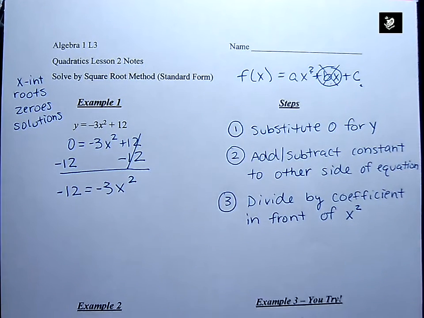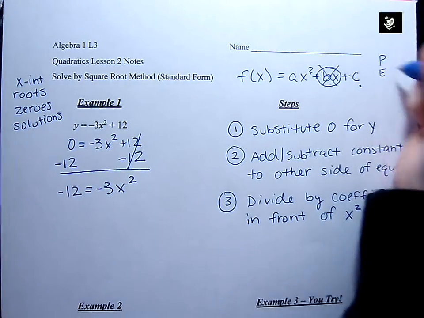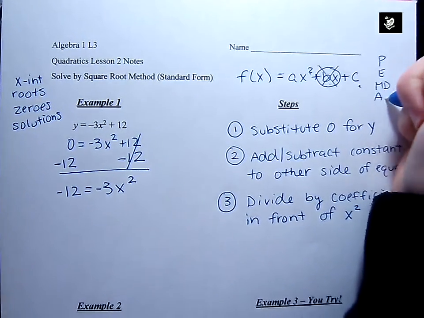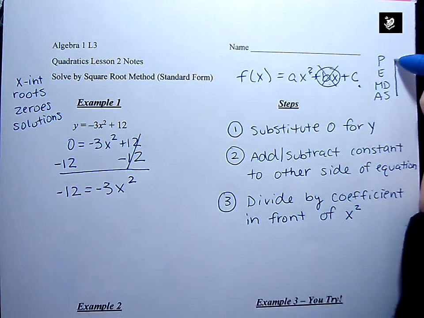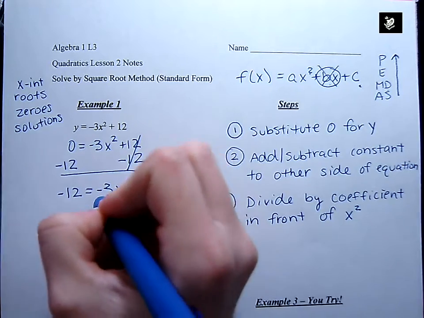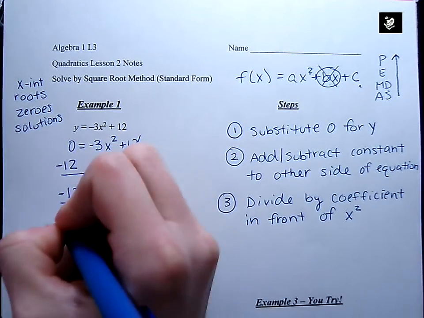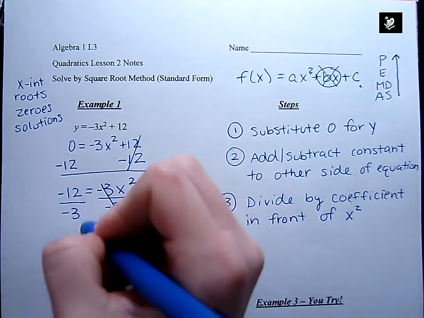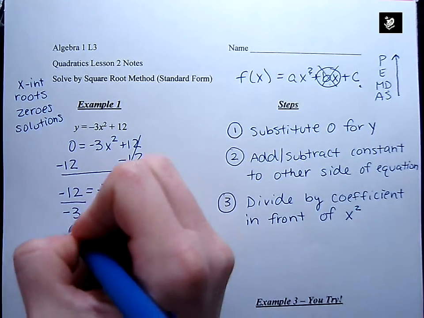Step 3, I have to divide by the coefficient in front of x squared. So as you can see, we're still doing PEMDAS backwards, right? We took care of addition and subtraction. Now we're taking care of multiplication and division. So we're going to divide by negative 3 on both sides. Negative 12 divided by a negative 3 is a positive 4.